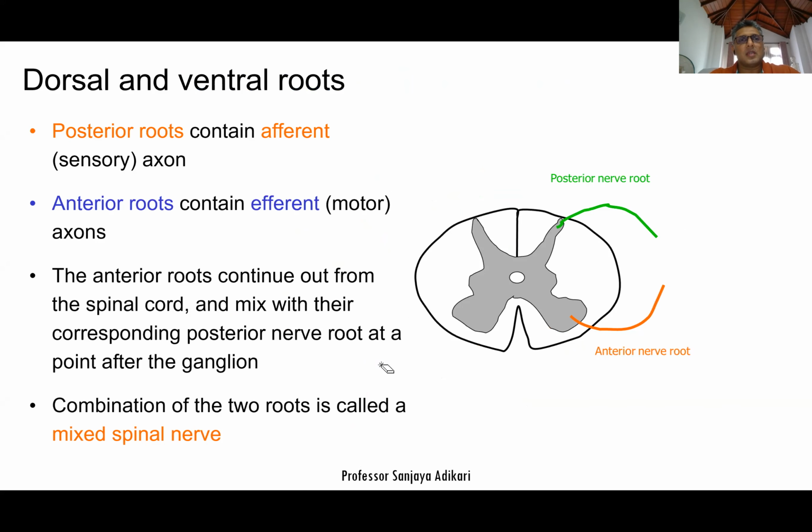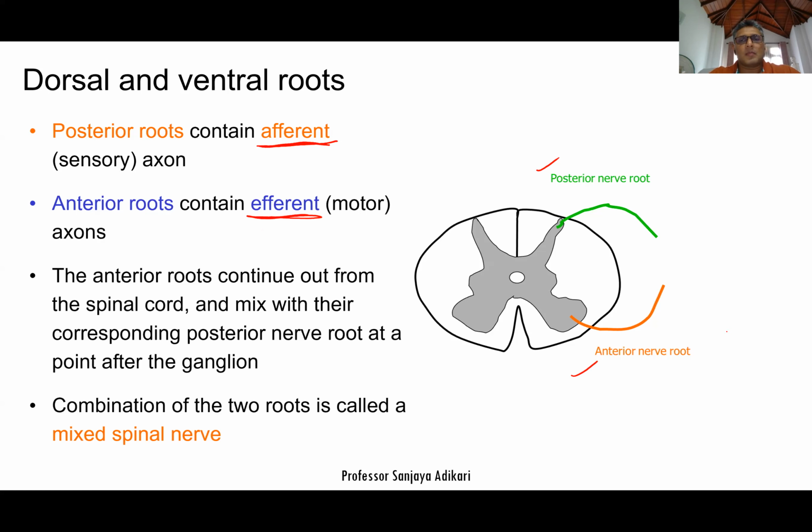Now these posterior nerve roots contain sensory axons. We have already discussed that: sensory axons, or you call them afferent. This term afferent is very frequently used in textbooks, so learn that. Sensory means afferent. So when we say afferent, it's both somatic and autonomic or visceral afferent. And the anterior nerve root, on the other hand, contains motor axons, both autonomic and somatic, and they are called efferent because they are going out. Afferent means coming in. Efferent means going out from the spinal cord.